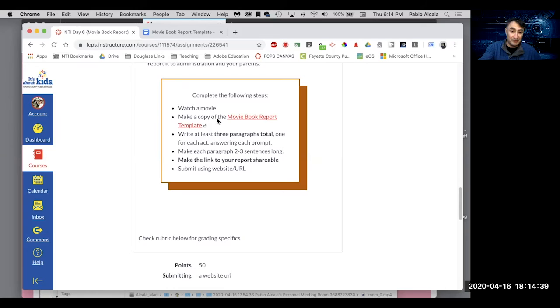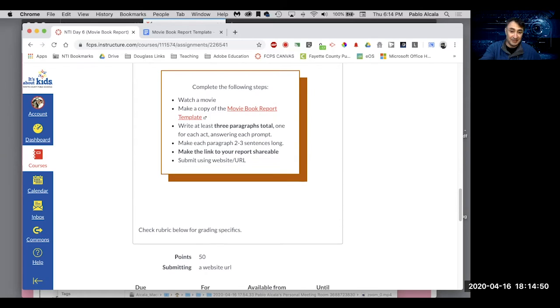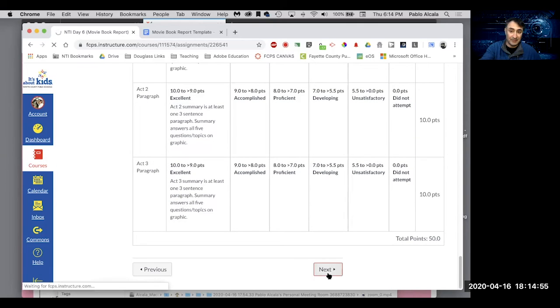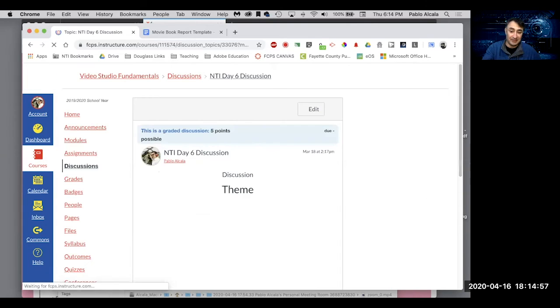All right, so watch a movie, make a copy of that template, write about 3 paragraphs, good paragraphs, and make the link shareable. Make sure you get that shareable before you submit it. If I can't open it, I can't grade it.